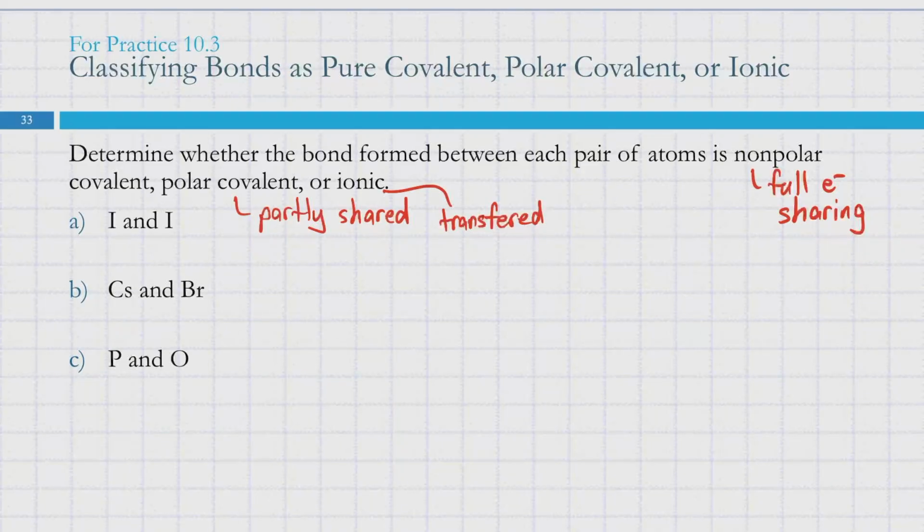Does anyone remember what the electronegativity difference cutoffs are between nonpolar covalent, polar covalent, and ionic? 0.4, 2.0. Those are kind of our cutoff zones for electronegativity difference.